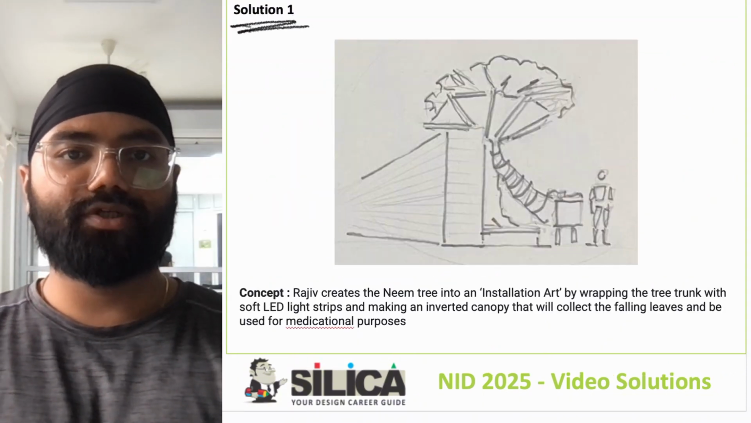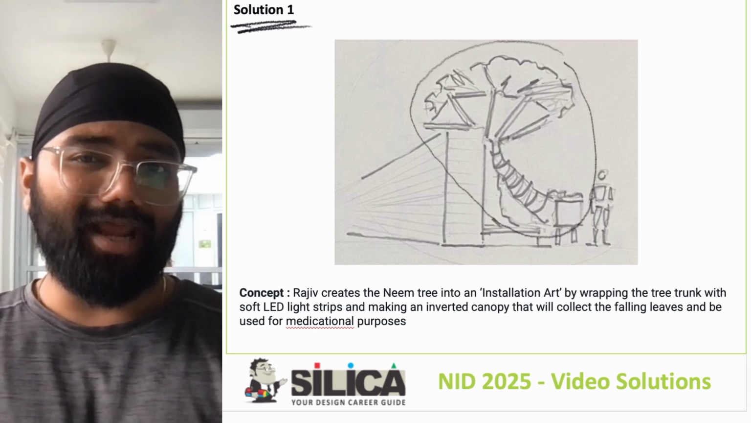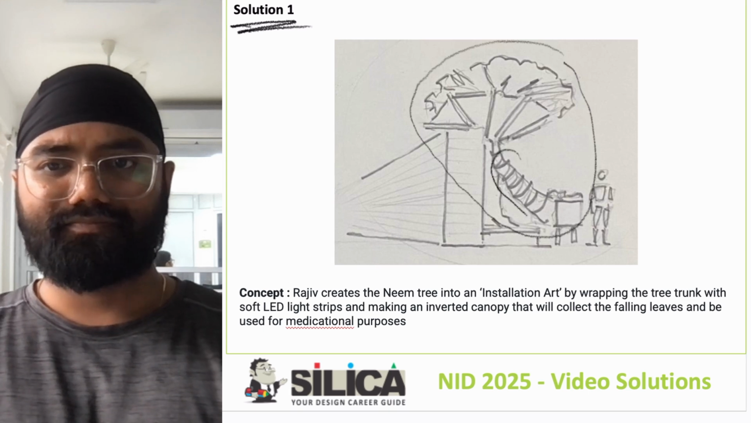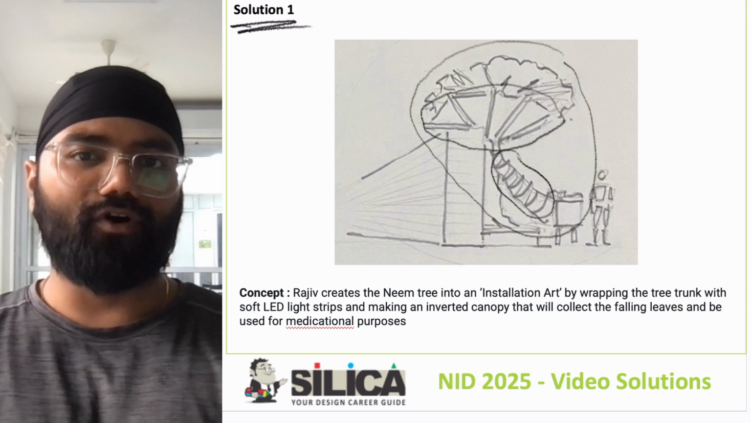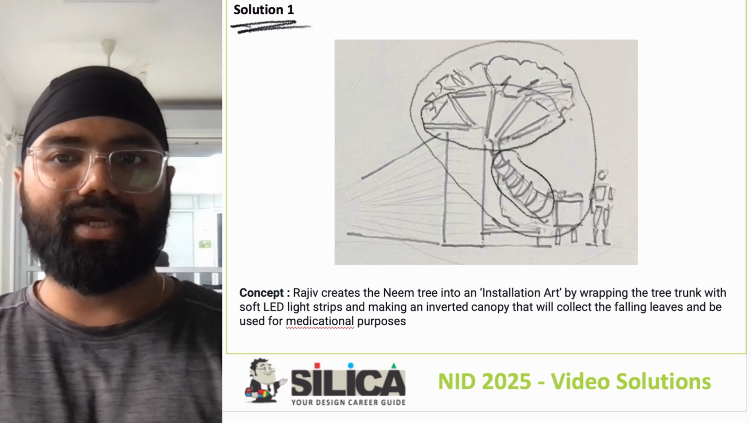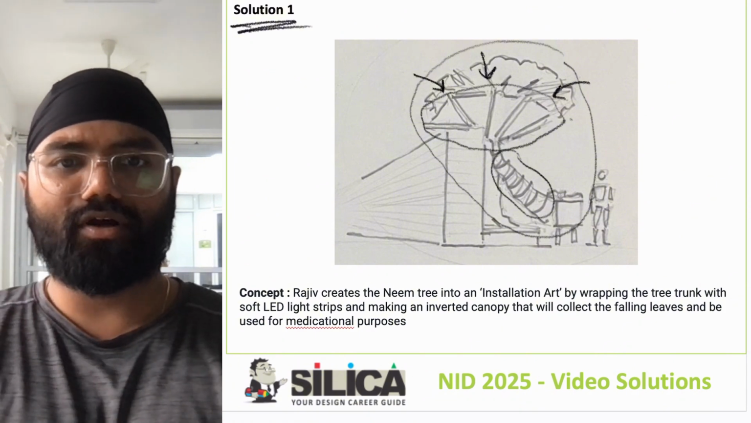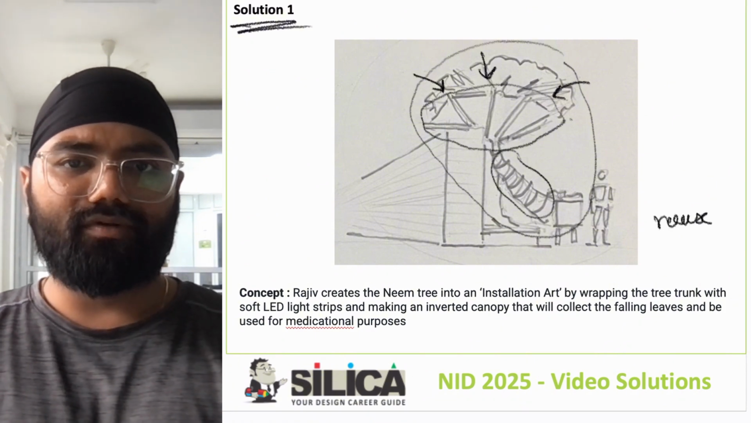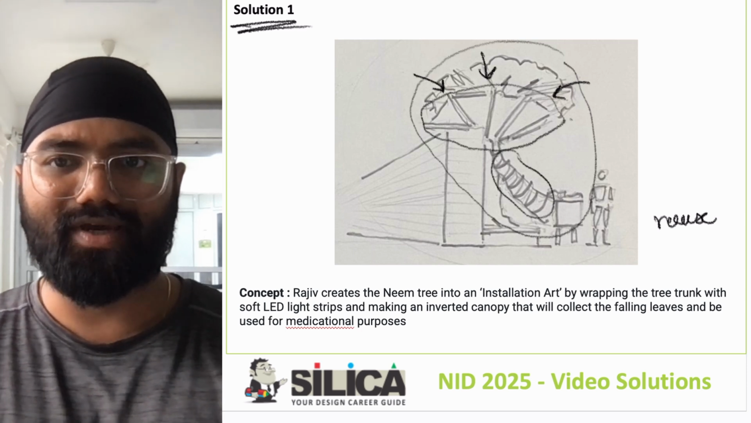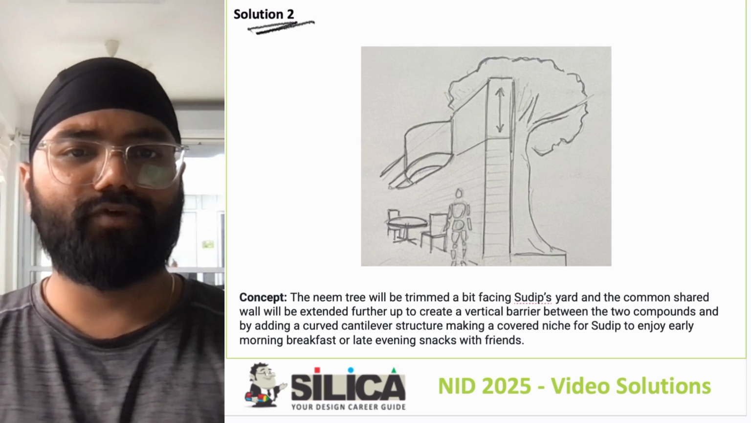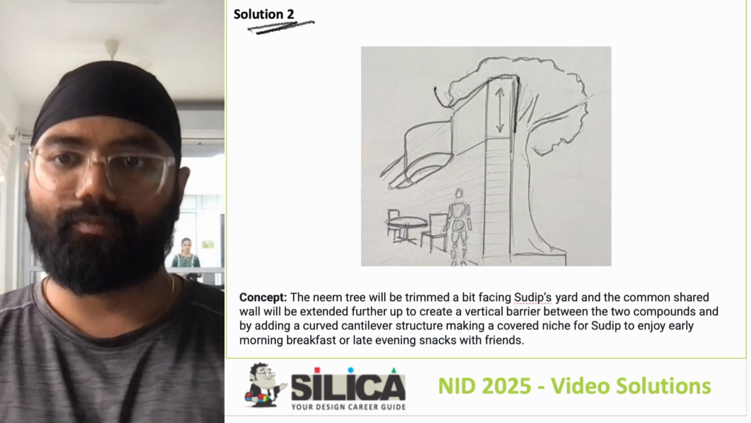So here's the first solution, where Rajiv turns the neem tree into an artistic feature. He wraps the trunk with soft LED lights and installs a funnel-like canopy that collects the fallen leaves. This way the leaves can be gathered neatly and reused for medical purposes, or for anything, maybe not just medical. So now it's not just a mess, but it becomes a useful and beautiful installation as well.